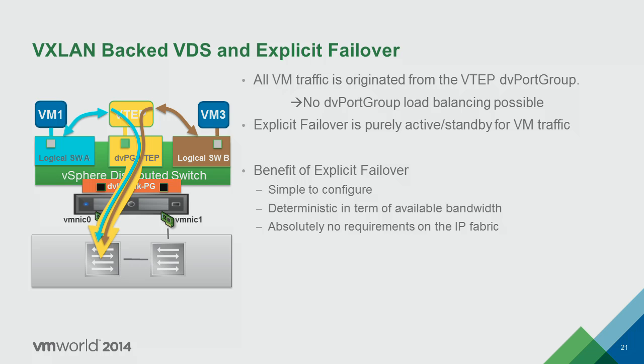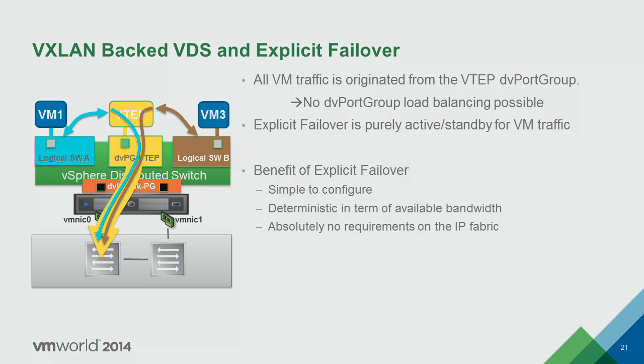And the first one, explicit failover, applied to VXLAN. Our VXLAN network is a little bit particular. I told you you're going to pin a DV port group to an uplink, but now all your traffic is going to the same VTEP locally on a host, and it's backed by the same DV port group. So you don't have variety in DV port groups here. Basically you end up with an active standby mechanism, because my DV port group, at this level of granularity, can only be pinned to a single uplink.